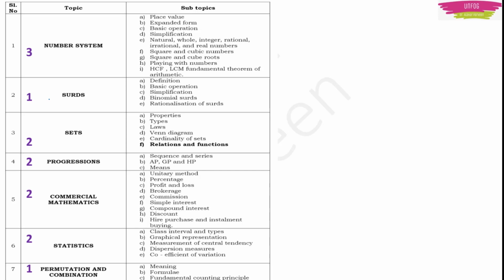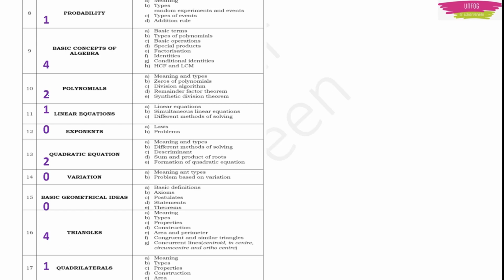Around 3 questions came from number system, around 1 from surds, 2 from sets, 2 from progressions, 2 from commercial mathematics, 2 from statistics and 1 from permutation and combination. From probability, 1 question was asked. From basic concepts of algebra, 4 questions, 2 questions from polynomials, and 1 question from linear equations. No question was asked in exponents, but they may ask this time. 2 questions from quadratic equations and no question from variation.